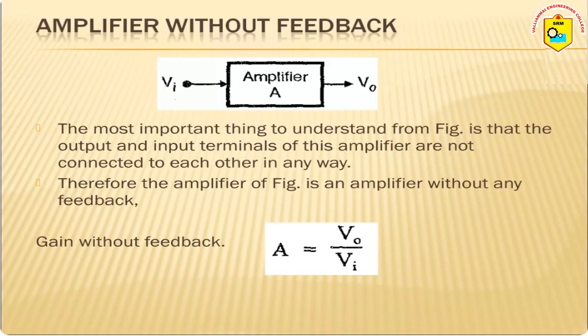This is the block of an amplifier without feedback. As you can see, an input signal is fed and the output signal is obtained from the amplifier. Here the output and the input terminals are not connected in any way. So this is called an amplifier without feedback. In this, the gain is A = V0/Vi, where V0 is the output voltage and Vi is the input voltage.